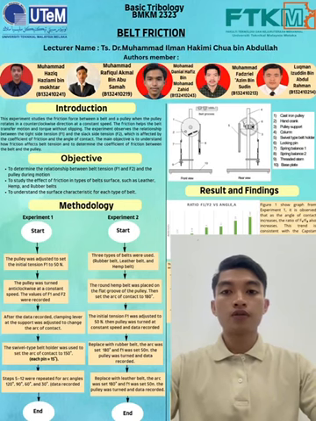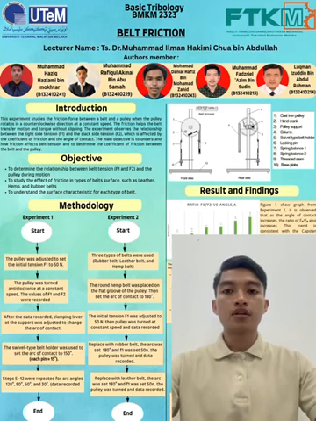I will continue for the methodology of the experiment, which consists of two parts. Experiment 1, the effect of angle of contact, and experiment 2, the effect of different belt materials. So first, experiment 1 investigates the effect of angle of contact on belt tension.